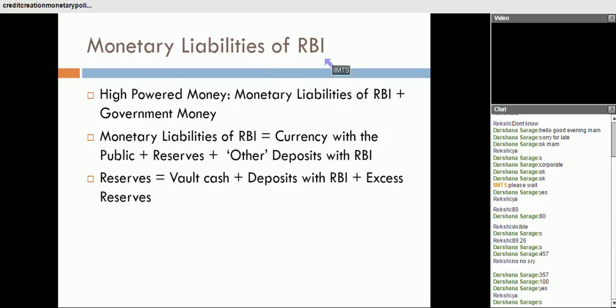Now what are the liabilities of RBI? RBI is the topmost banking authority of a country like India. I'm talking about India because I'm using the word RBI, or we can say the central bank. Now, what are the monetary liabilities of the central bank of any country? First, high powered money. It is the caretaker of the liabilities of the RBI plus the government money. It is the custodian of the money of the government. So it has to be very careful in its dealings.